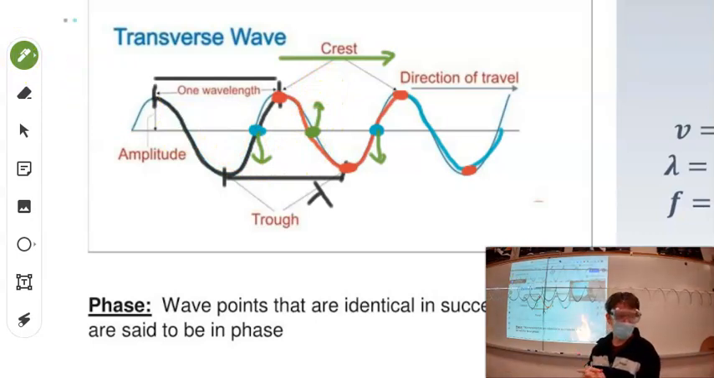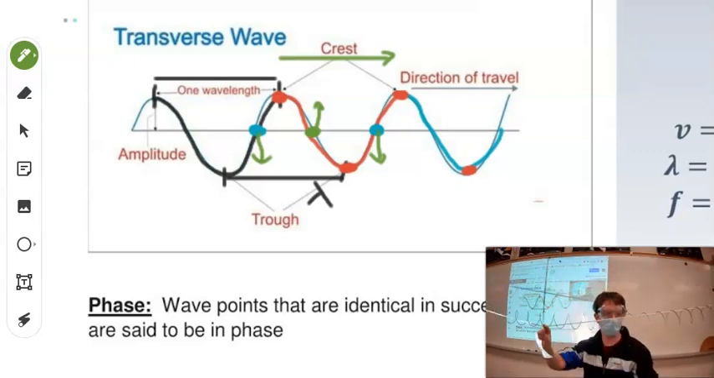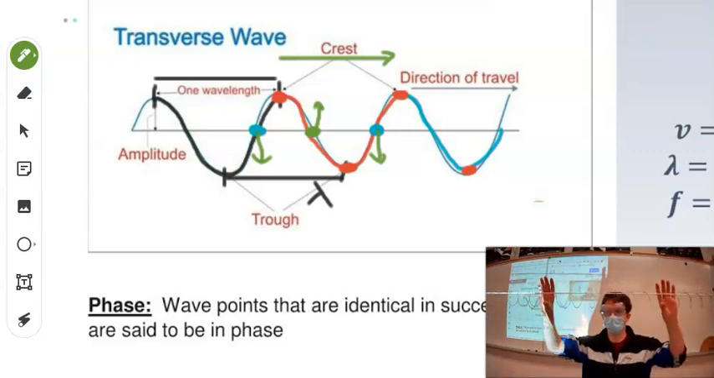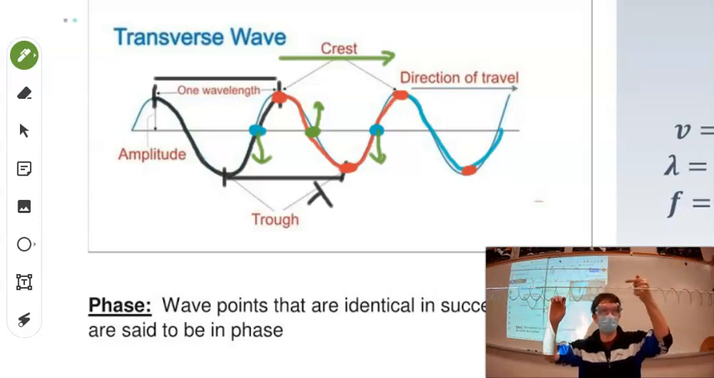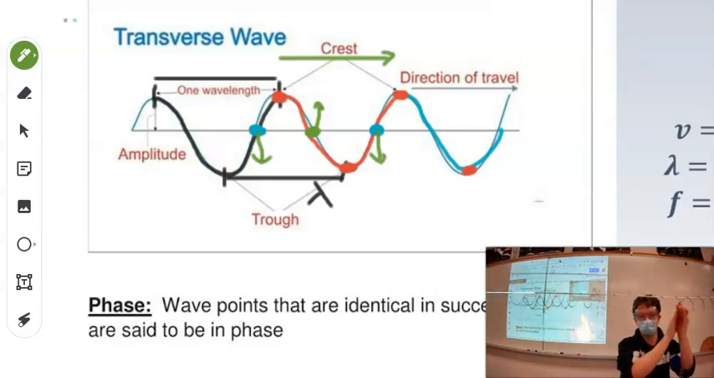All right, so next are the 2 types of waves. We have a transverse wave and a longitudinal wave. Now a transverse wave is when the particles are going to move perpendicular to the direction that the wave moves. Right? Like that. That's a transverse wave. A longitudinal wave is where the particles are going to move parallel to the direction of the wave. So that would look like this.